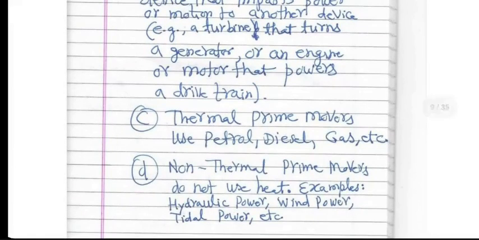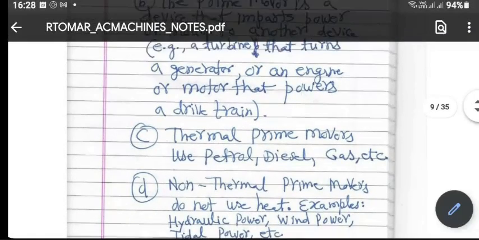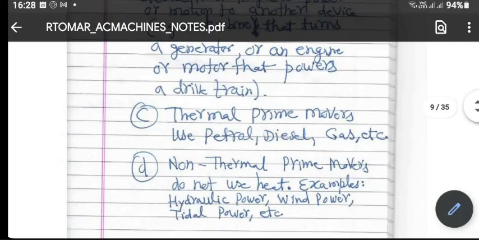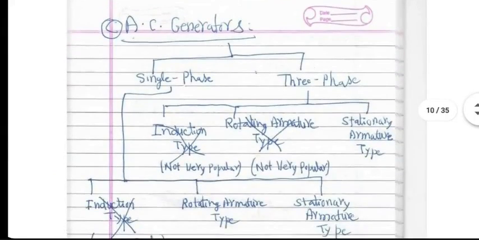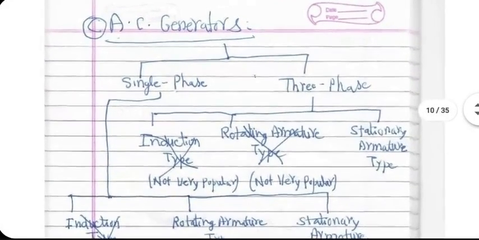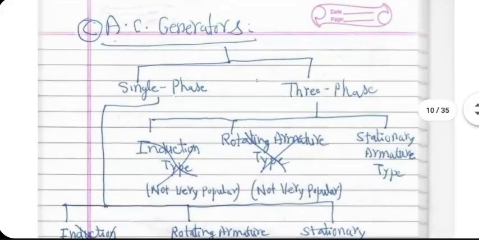Thermal prime movers, of course, are diesel generators, etc. Non-thermal prime movers are also there, like hydroelectric power, wind power, etc. So be aware of all this, because electrical generators need prime movers. This is the information which was there in one of the previous pages, which was unreadable.